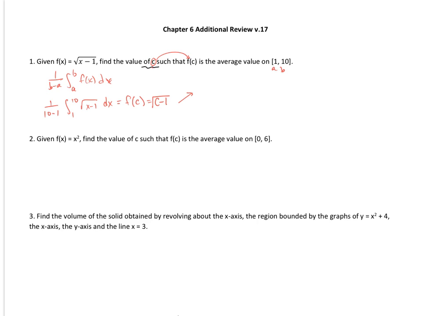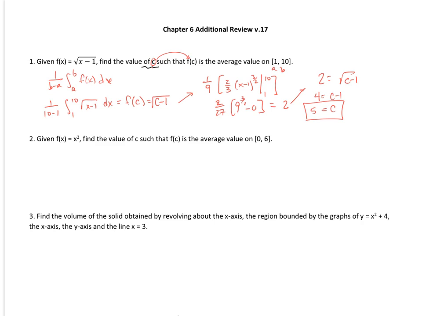So let's set this up and integrate. We end up with 1/9, and this ends up being the integral. This will end up being 2/3, and this will be x minus 1 to the 1/2 plus 1, so this will be the 3/2 power on the bounds from 1 to 10. And we can go ahead and solve this. We end up with 2/27, so I'm going to take this out, and then this will be 9 to the 3/2 minus 0, which ends up being 2. So we set 2 equal to the square root of c minus 1, and then we get 4 equals c minus 1. c is going to end up being 5.